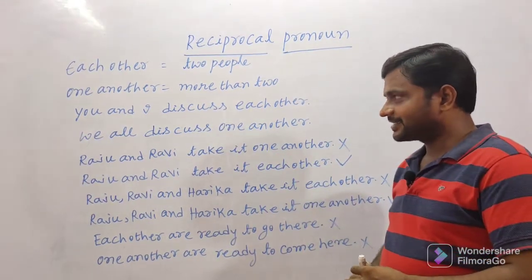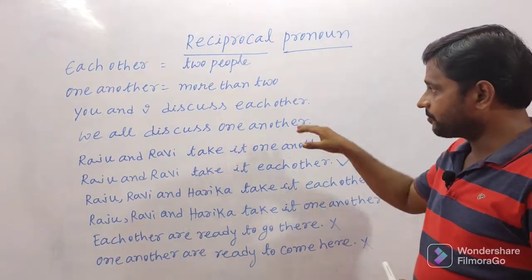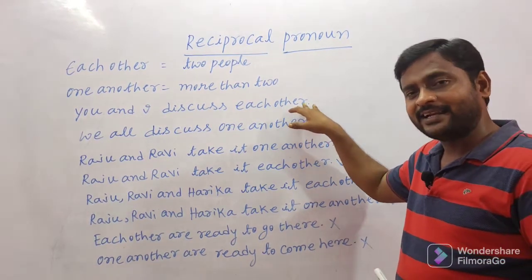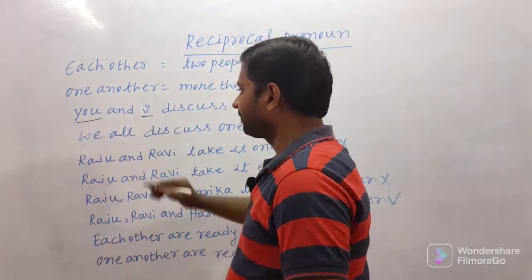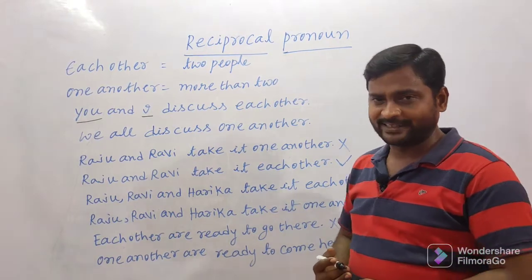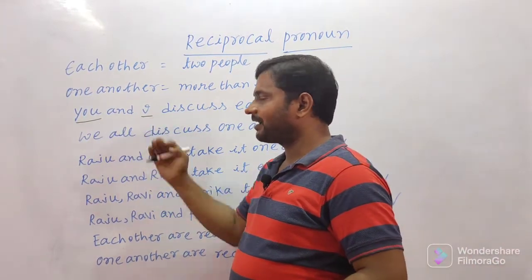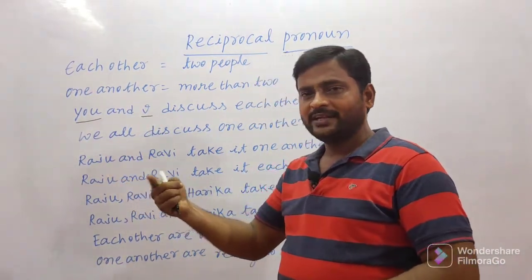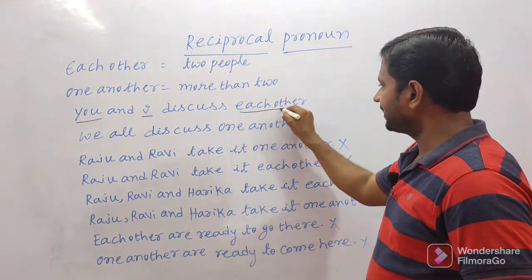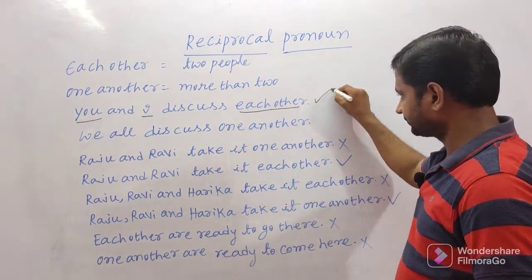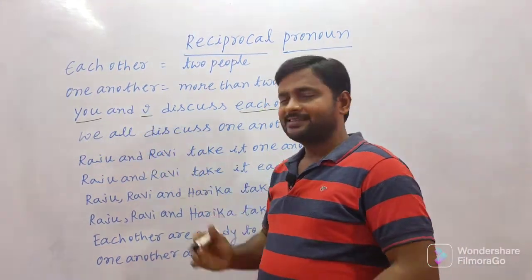You and I discuss each other. If you want to decide whether each other is right or wrong, pay attention to the subject, you and I. In the subject, how many people are there? Once you see you and I, there are two people. One is you, number two, I. That's why it indicates only two people, so each other is the right answer. How do you say it is the right answer? On the basis of the subject.